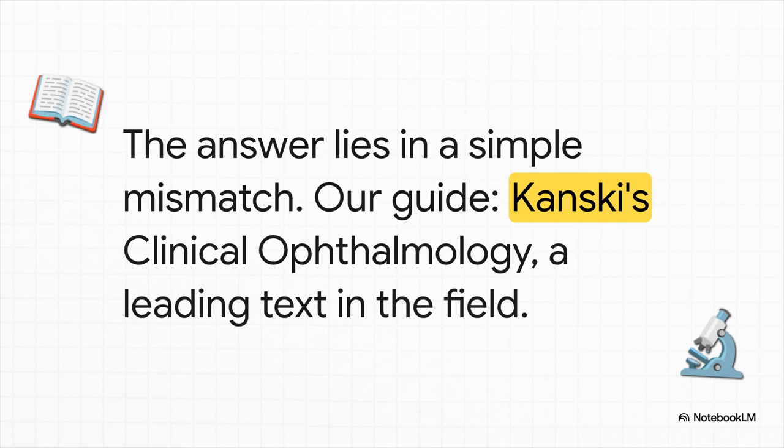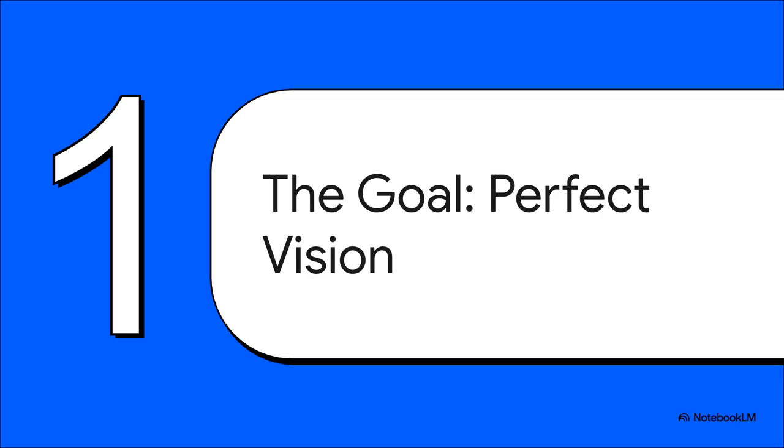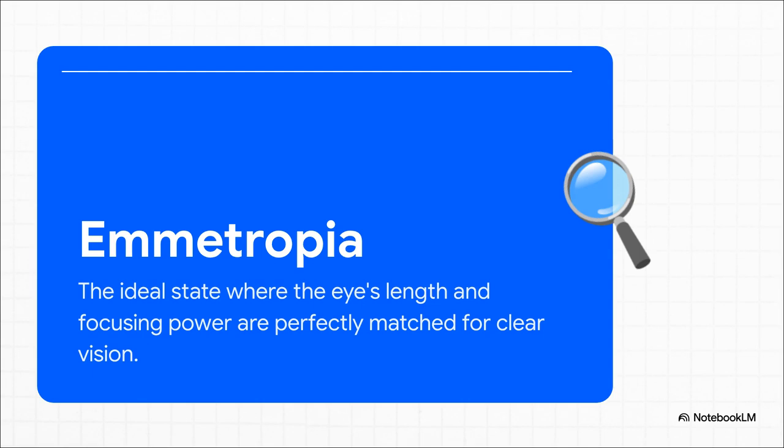And to really get to the bottom of it, we're going to be pulling our information from one of the absolute pillars in the field, Kanski's Clinical Ophthalmology. So, before we can even talk about what goes wrong, we've got to define what it looks like when everything goes perfectly right. What is the eye actually trying to do? What's the end goal? Well, the clinical term for that perfect state is emmetropia.